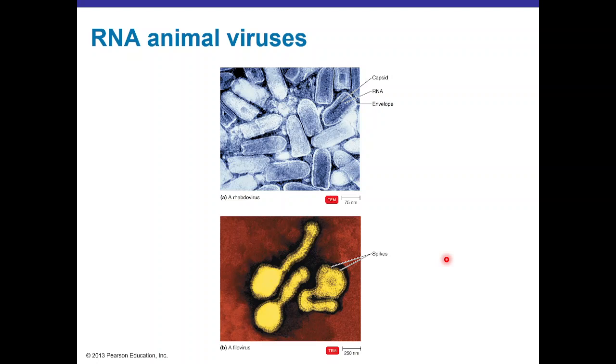Also, we have RNA animal viruses. The previous images were from DNA viruses for animals, and this one is for RNA animal viruses. Here we have rhabdovirus, which has kind of a bullet shape. Here we have the nucleocapsid and the RNA. This is an RNA virus, and this is the virus that causes rabies. And then here we have this virus that is known as filovirus with the spikes. So this is a naked virus.